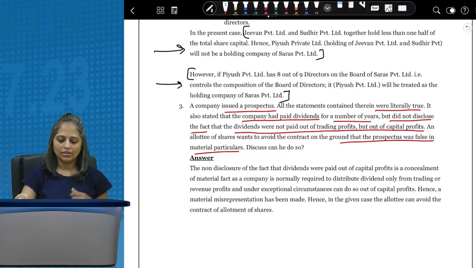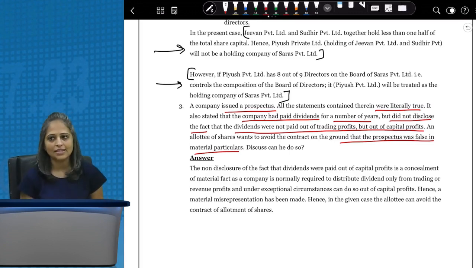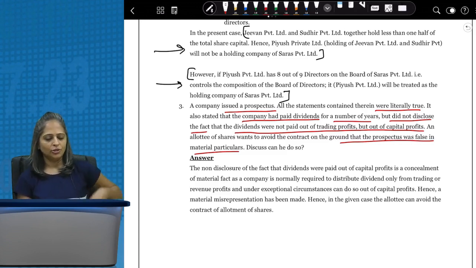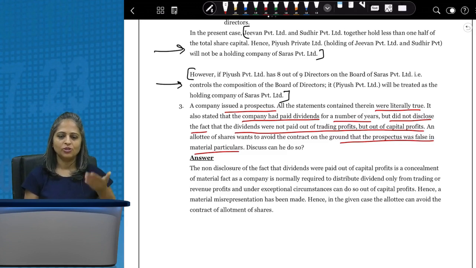So here, if you see, the question is covering concepts from two of your different chapters. One is about the prospectus, and the second is also checking your knowledge on the chapter based on dividends, wherein it says how you can declare dividend as a company. So first thing, if you are issuing a prospectus, you are a public company, you are inviting funds from the public at large, and when you are issuing the prospectus, it is very essential that you disclose all the material facts in your prospectus before you actually invite the public to invest in your company. If the material facts are not disclosed in the prospectus, then a shareholder or an allottee can avoid the contract and say that this was based on not full disclosure of material facts.